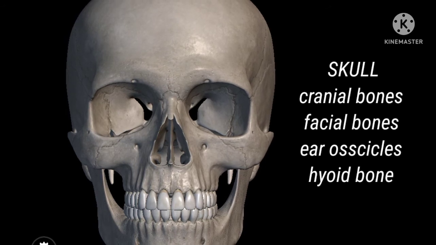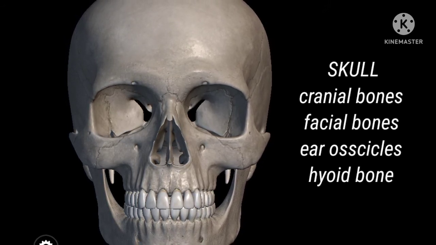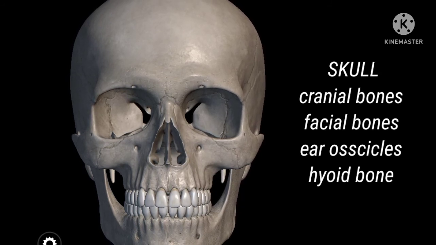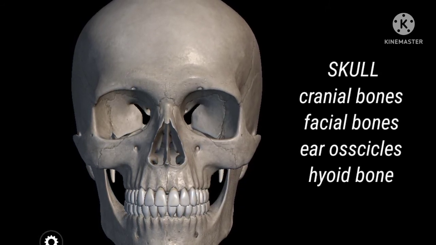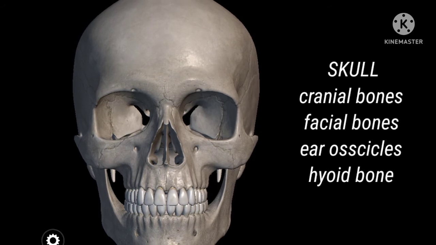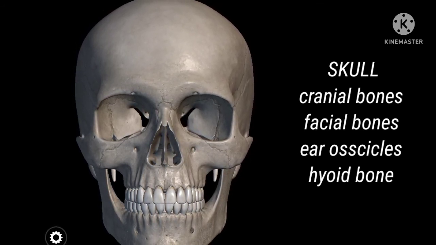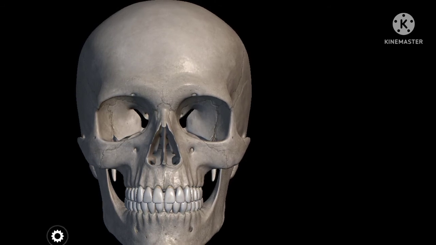Ear ossicles, or ear bones, are the bones present internally in the ears. Including both sides, they are 6 in number. And the hyoid bone, which is single in number, is located in the throat region just below the lower jaw.